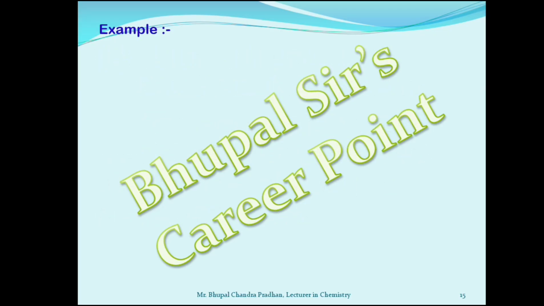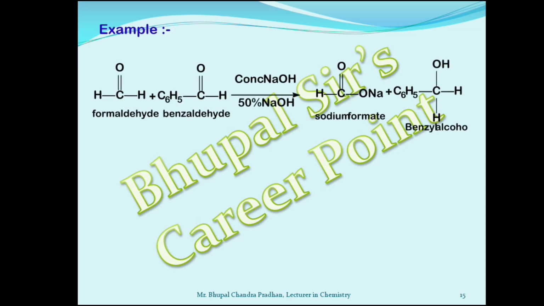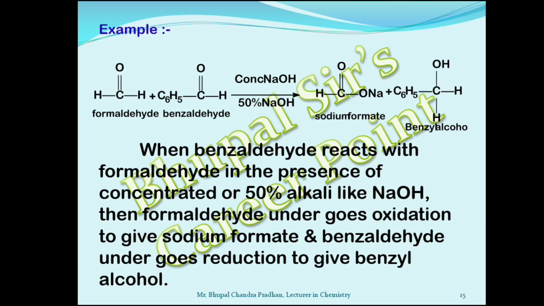Let us take an example. What happens when formaldehyde and benzaldehyde undergo crossed Cannizzaro reaction? Formaldehyde and benzaldehyde react in the presence of concentrated NaOH or 50% NaOH. Then formaldehyde undergoes oxidation to give sodium formate and benzaldehyde undergoes reduction to give benzyl alcohol. In the statement, we have to write down when benzaldehyde reacts with formaldehyde in the presence of concentrated or 50% alkali like NaOH, then formaldehyde undergoes oxidation to give sodium formate and benzaldehyde undergoes reduction to give benzyl alcohol.